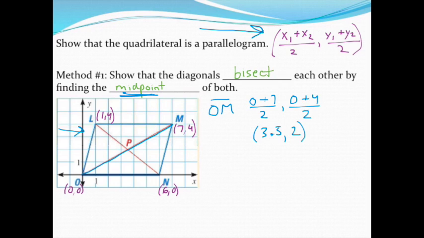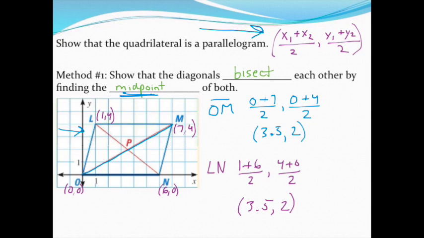We need to find the midpoint of the other diagonal as well and show that it's the same thing. So let's find the midpoint of the segment LN. Again, we're going to use the same formula, so add up your x coordinates, which are 1 and 6, and divide that by 2, and then add up your y coordinates, which are 4 and 0, and divide that by 2. So 1 and 6 gets us 7, and half of 7 is 3.5. And then 4 and 0 is 4, divided by 2 is 2.